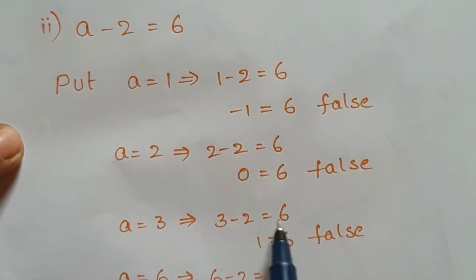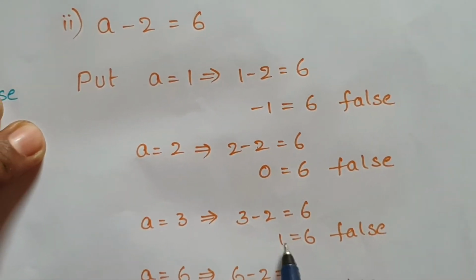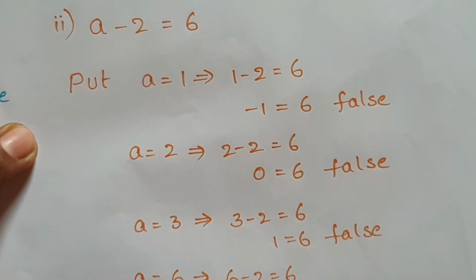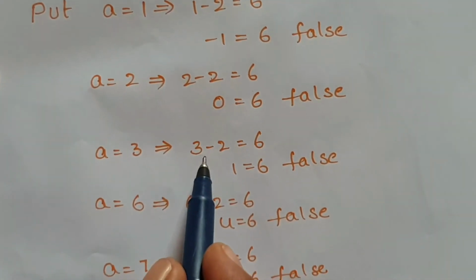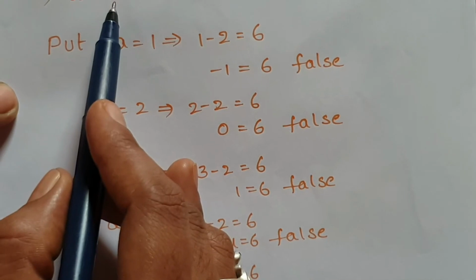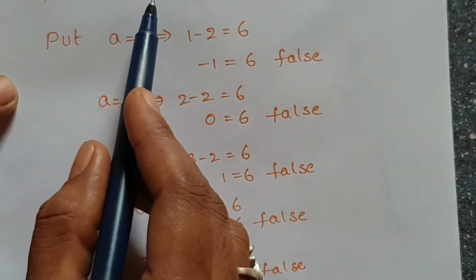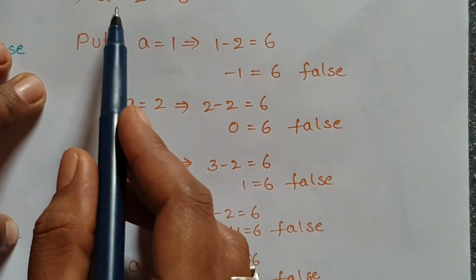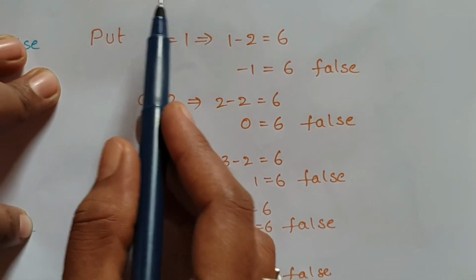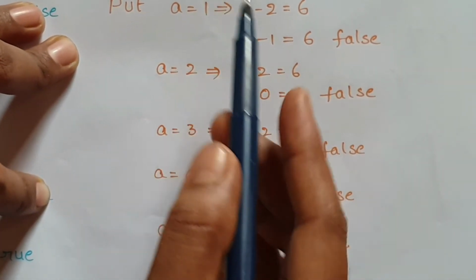3 minus 2 equal to 6? 3 minus 2, value 1. 1 is not equal to 6. Like next, 4 is also not suitable. Here 4 minus 2, we get 2. 2 is not equal to 6. Like 5, keep. 5 minus 2, value 3. 3 is not equal to 6.